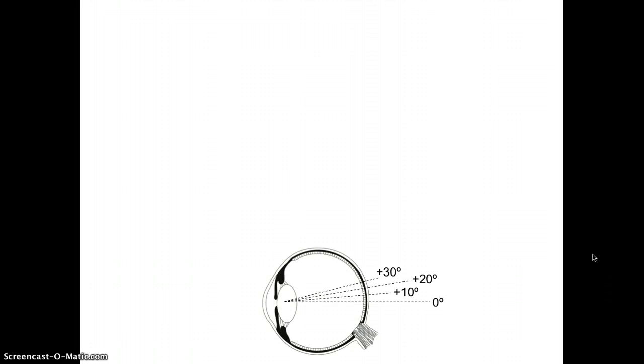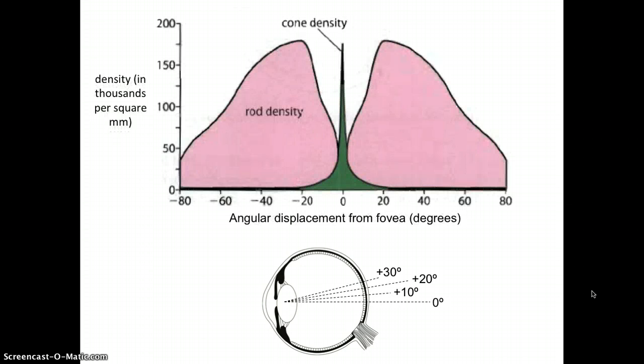If we take the principal axis and move different angles, 10 degrees, 20 degrees, 30 degrees, away from the principal axis, we see that the density of rods and cones changes. At 0 degrees, right on the principal axis, there are lots of cones and no rods. At about 20 or 25 degrees, right here, there are many, many rods and virtually no cones.